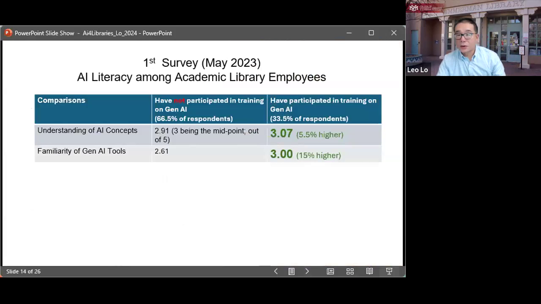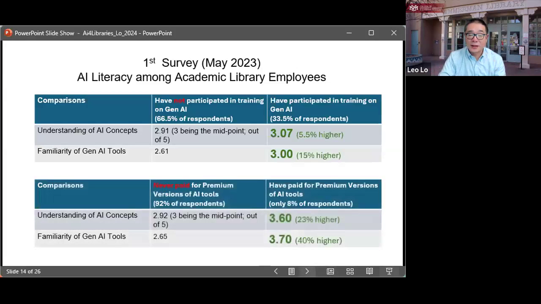And remember, I asked you that question earlier about whether you pay for the premium versions of these tools? The reason I ask is because, from the survey, people who pay for these have a much higher understanding of AI concepts and familiarity with AI tools, 23% higher, 40% higher than the people who did not pay for it. And only 8% of the people pay for it, so it's consistent with our percentage here too.